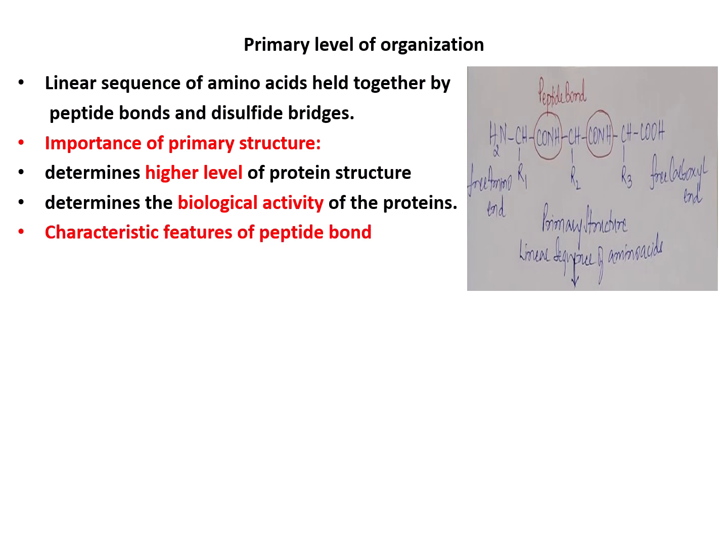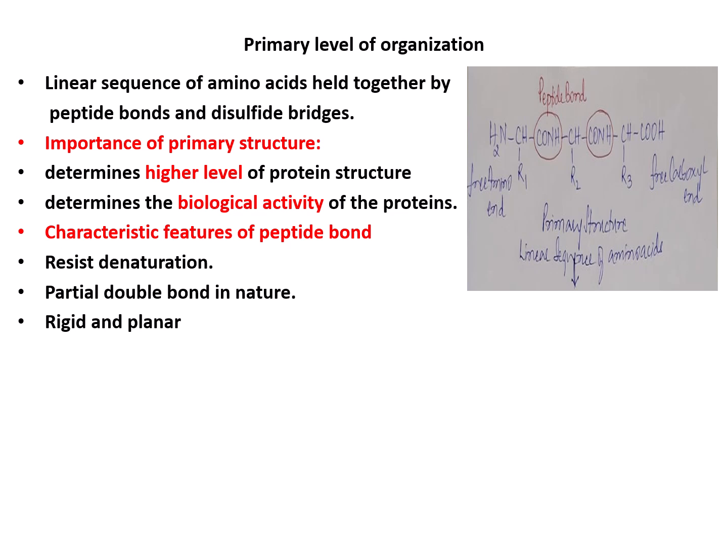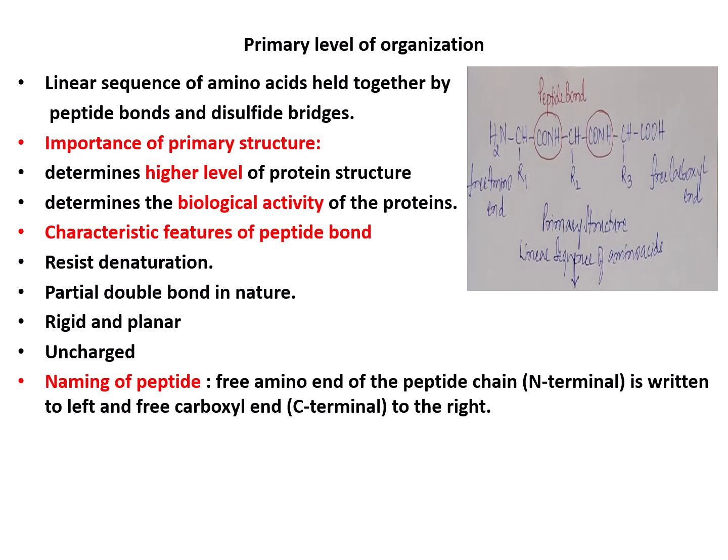So the main force that stabilizes the primary structure is the peptide bond. The characteristic features of a peptide bond include: it's a partial double bond, it is rigid and planar with no free rotation around the bond, it is uncharged, and it resists denaturation.